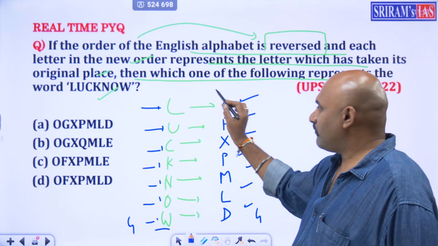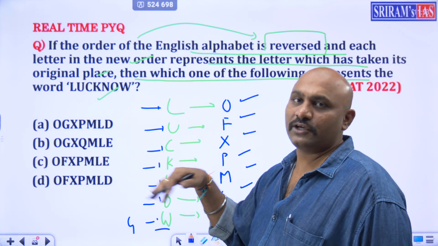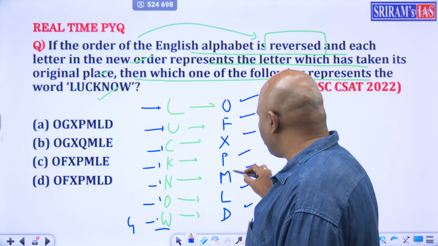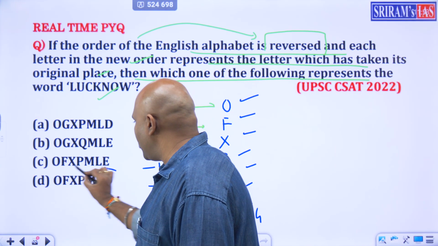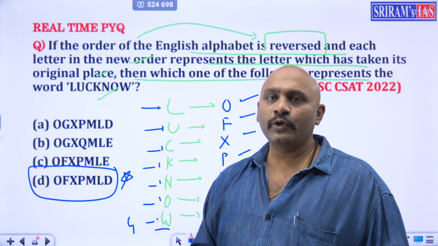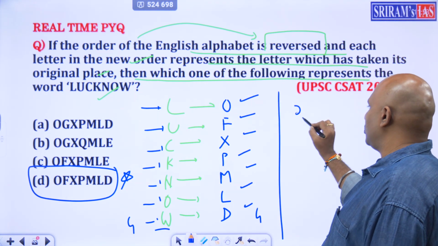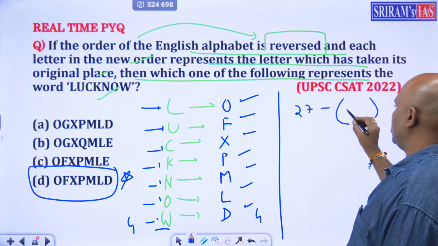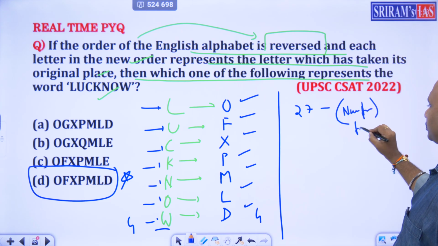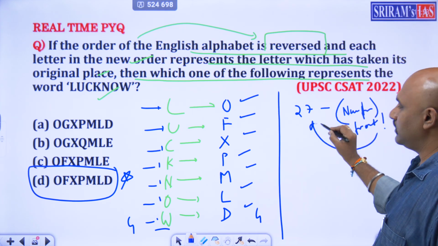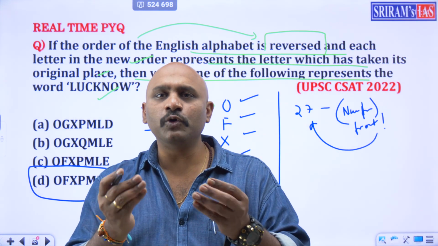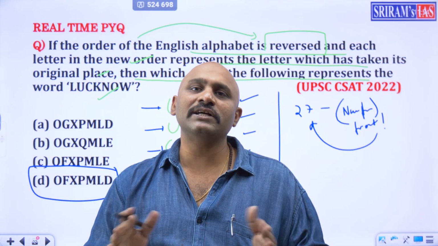So what do you do, subtract the number from 27. You will get those numbers. As simple as this. So based on this, you are getting OFXPNLD. This is the answer. So simple way to solve the problem. So you can use 27 minus the number from front. If you use this, then directly you can solve questions like this. So simple, less than 2 minutes questions, you get 2 marks very easily.